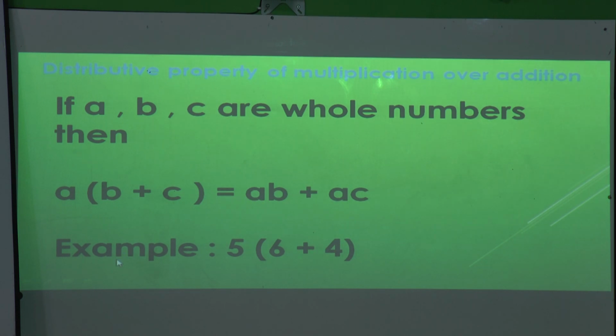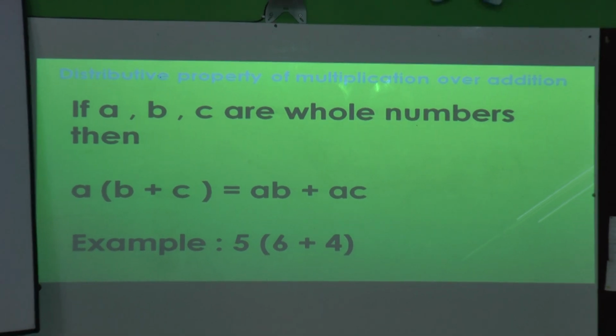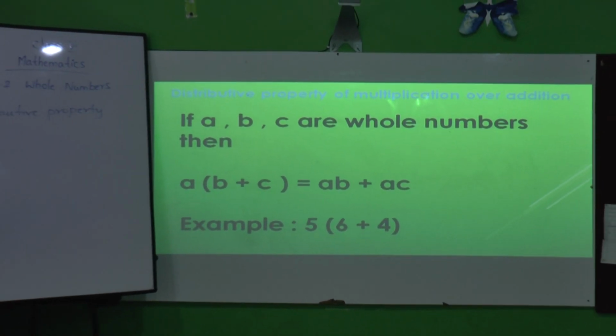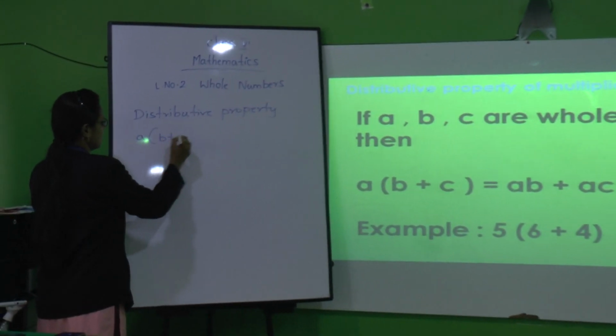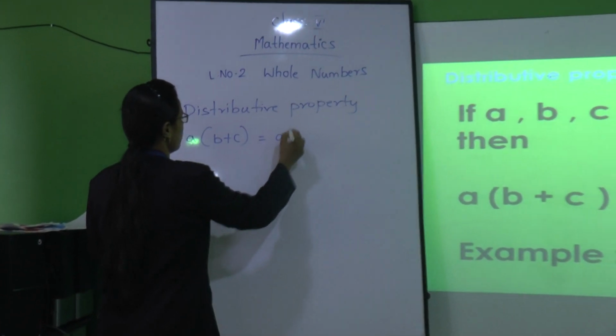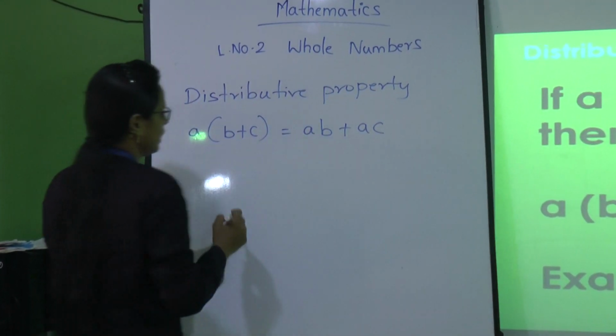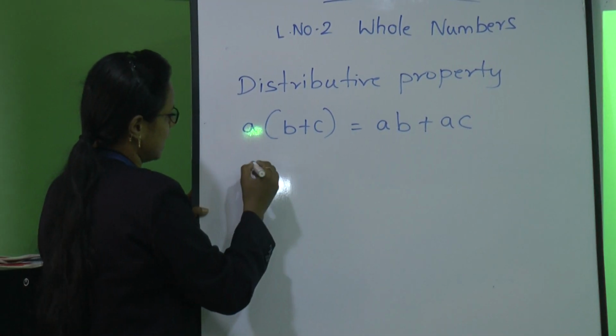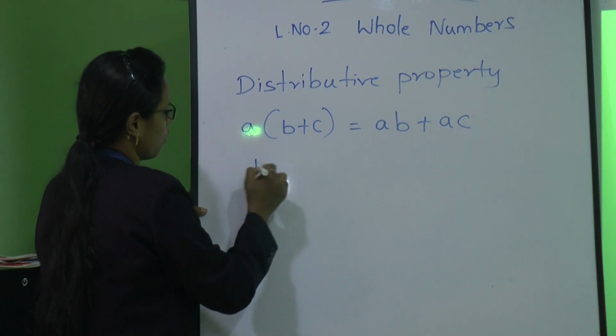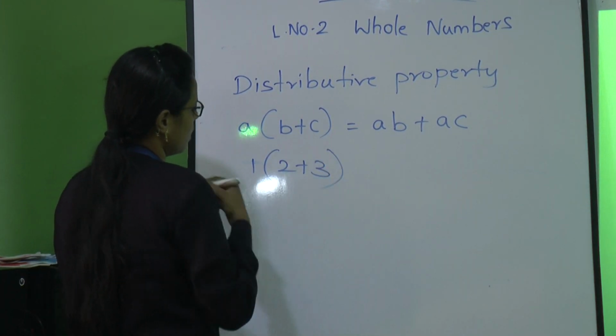Okay. Let us solve one example. See here, distributive property, we have to distribute and then we have to solve it. See, a, b plus c is equal to ab plus ac. Let us solve this. Let us take 1, 2 plus 3.